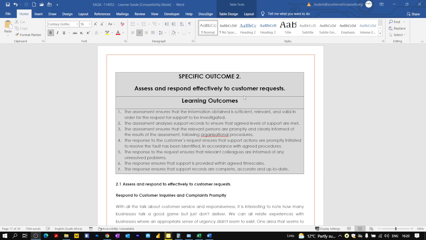Right. Building on what we have already discussed in the first two lessons, now we are going to look at how to assess and respond effectively to customer requests. It's one thing to give our customers the services or products they expect. It's another thing to be able to satisfy them on other requests that they might have, because it's hard to really satisfy everyone with one product.